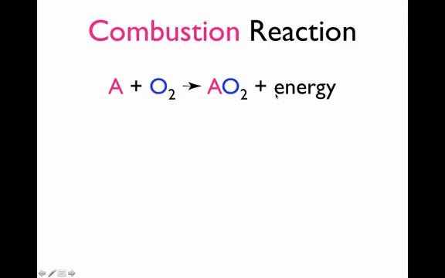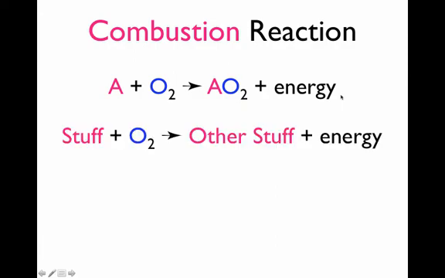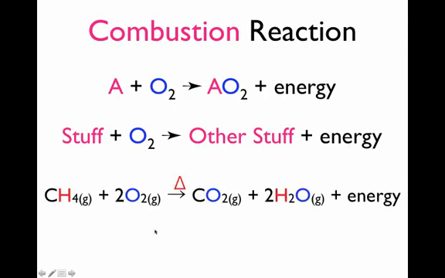And the other feature is that the reaction will produce energy. So if you see those characteristics, O2 on the left, material A attached to oxygen in some way on the right, and energy also produced on the right, then that's a combustion reaction. Another way of thinking about it is some stuff plus O2 makes the original stuff attached to oxygen, plus some energy.